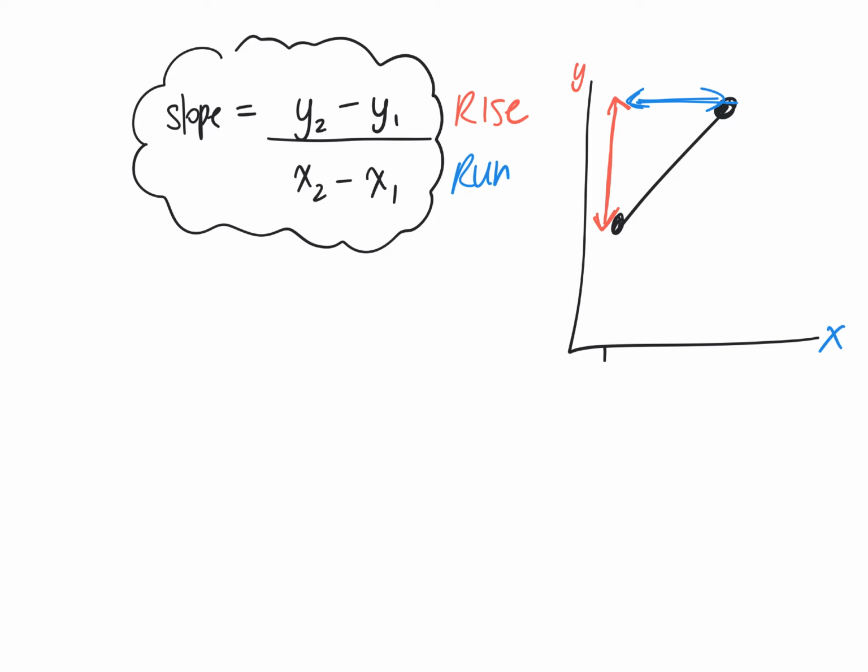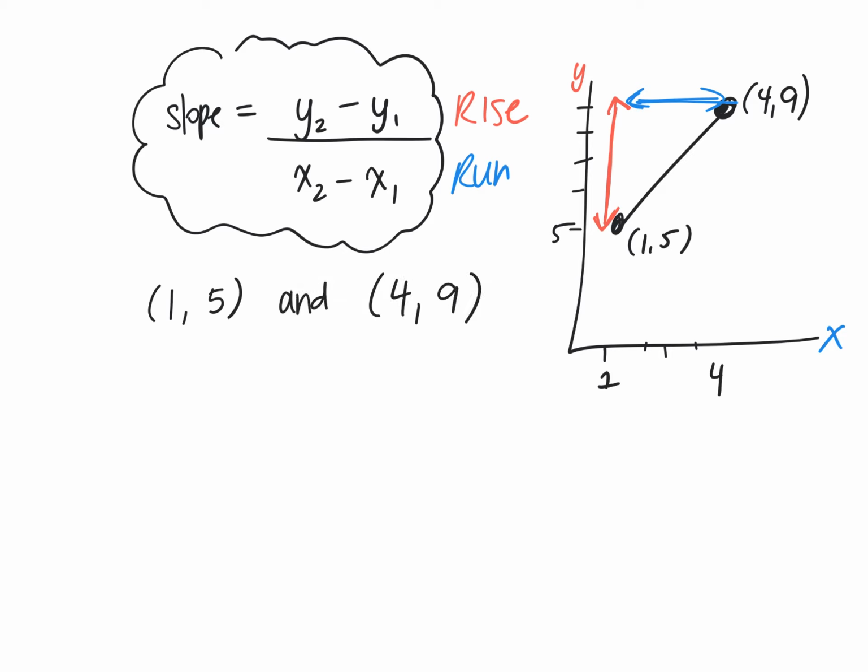Let's pretend this is at 1, 5. And let's say this is 4, 9. Okay? So let's say you're given coordinates. I have coordinate 1, 5 and 4, 9. First thing you can do is write down your coordinates. I'm finding the slope of coordinate 1, 5 and coordinate 4, 9. Those are the 2 coordinates. You're always going to be given 2 coordinates.